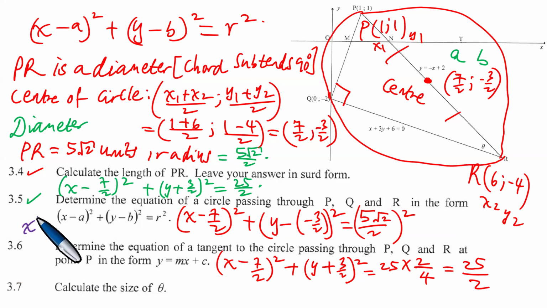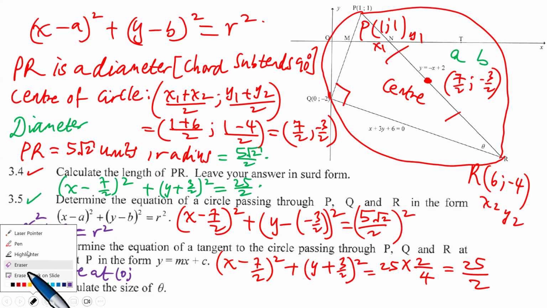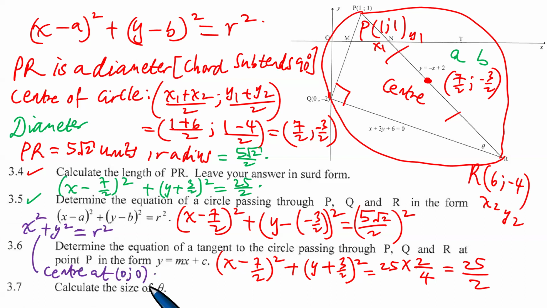You can have x squared plus y squared is r squared. This becomes the equation of a circle that has its center at the origin. So that's something that you need to take note of. If a and b are both 0, and then we have x squared plus y squared is r squared, this becomes the equation of a circle whose center is at the origin of the plane.